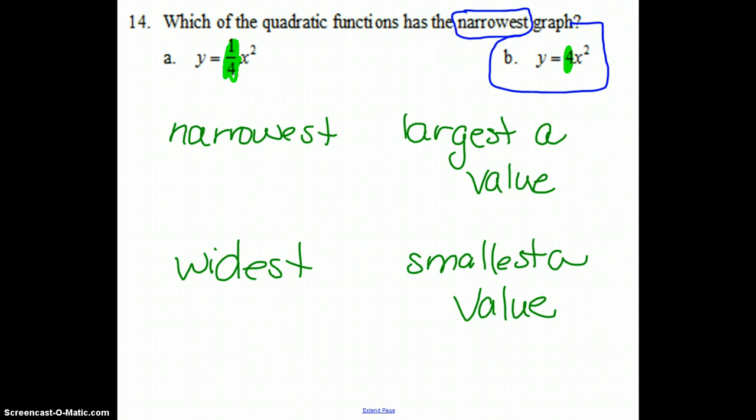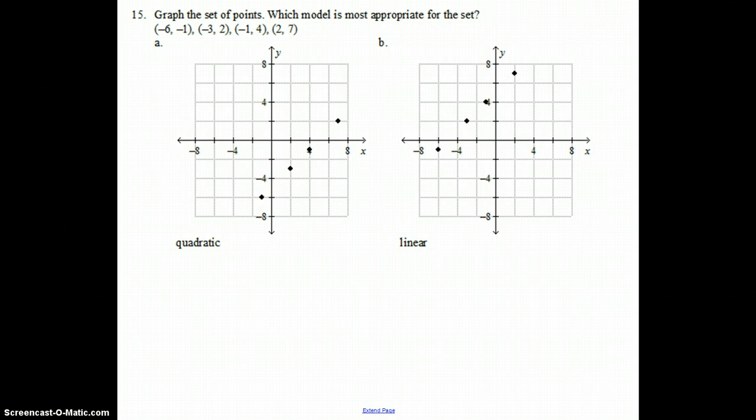Okay, just a couple more left. Graph the set of points. Which model is the most appropriate for the set? So we only have 2 here. So let's see if we can find which one goes in the right spot. So negative 6, negative 1. So negative 6, negative 1, there's not even a point, so it can't be A. So I'm hoping to God it's B.